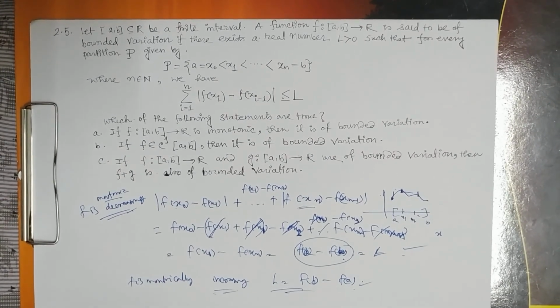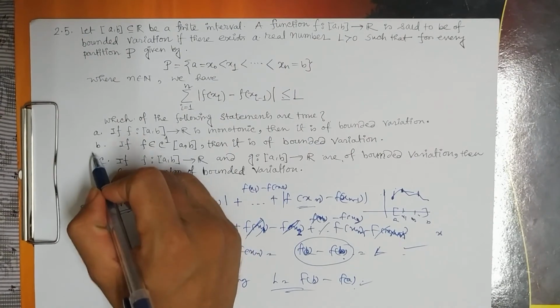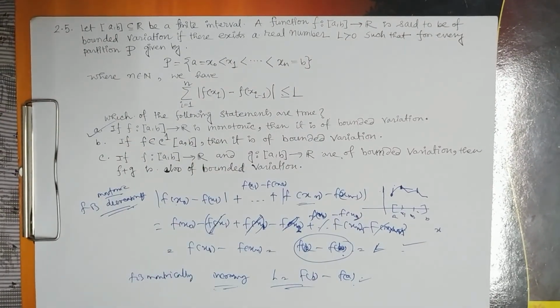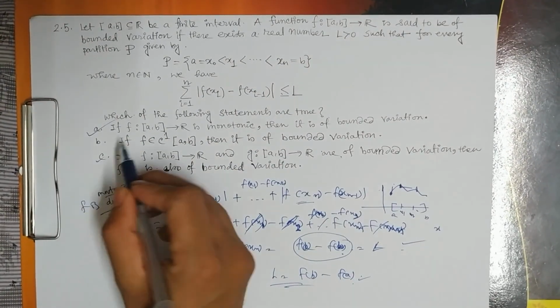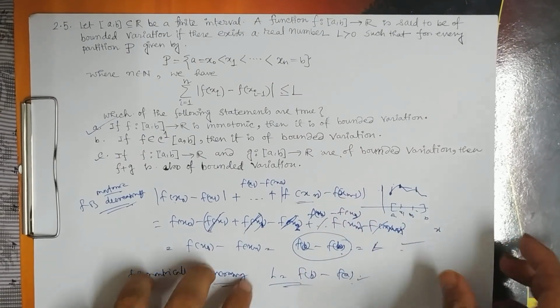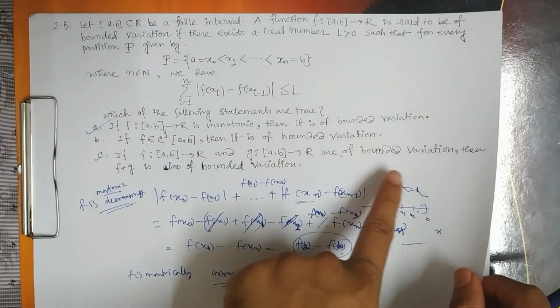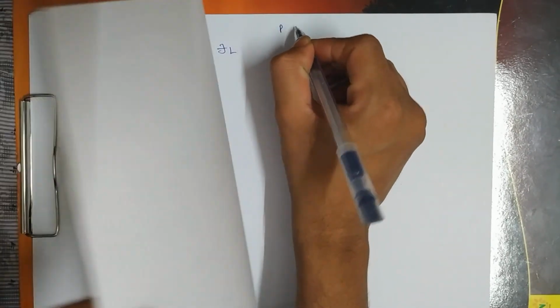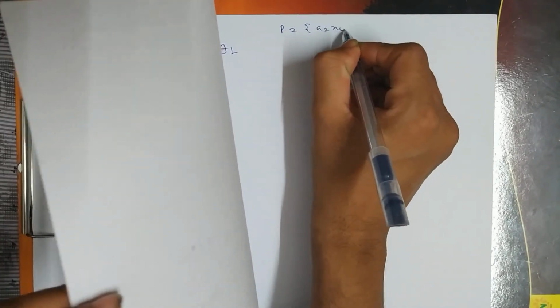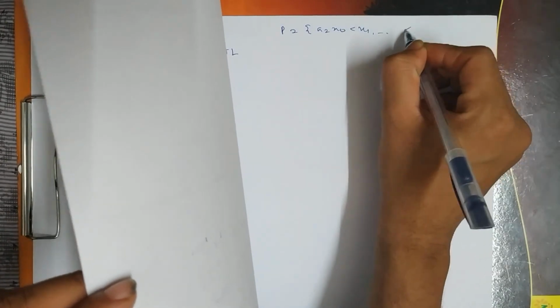So option A is true. Now let's consider option C. This is very easy, because f and g are given to be of bounded variation. So there exists some L such that whenever we are given a partition P, which is x0, x1, up to xn.